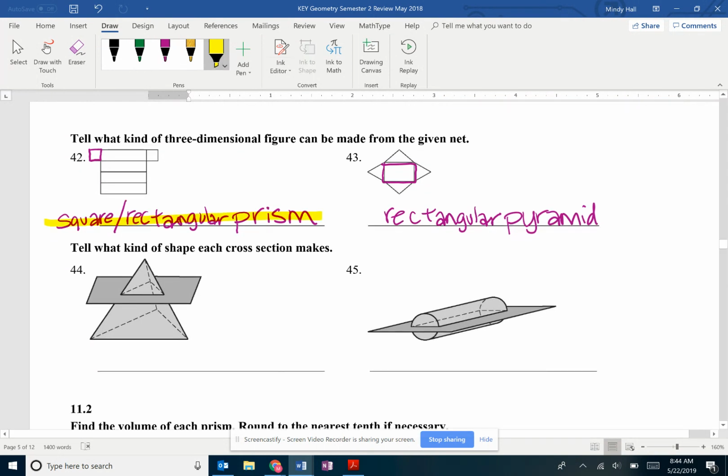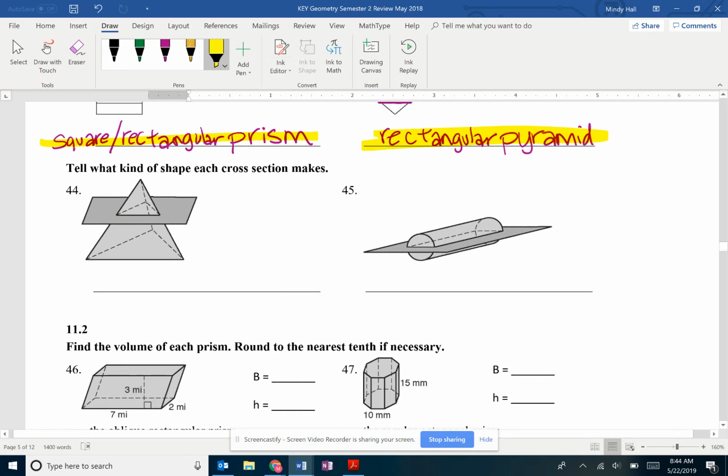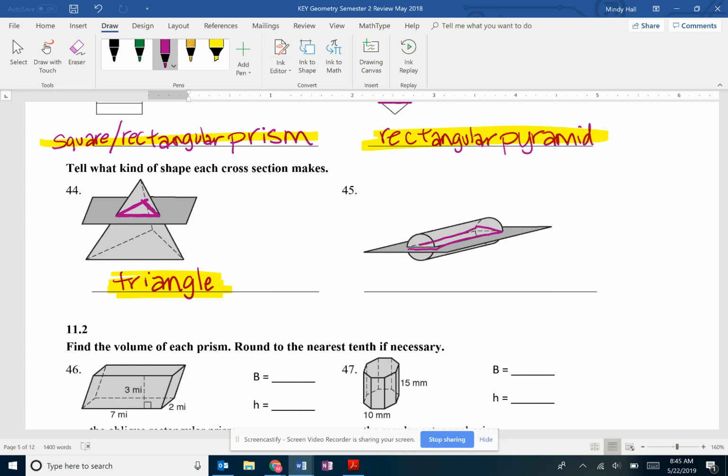So for cross sections, remember it's like you're slicing that piece off and then looking at the bottom of the piece you cut off. So with this, I see that my cross section is this two-dimensional figure right here, which is a triangle. So just keep in mind, these should always be two-dimensional shapes. And if we took this cross section of this cylinder, notice it makes a rectangle. If you were to cut a cylinder and look at it straight on where you cut it, it would make a rectangle. Again, a two-dimensional shape.